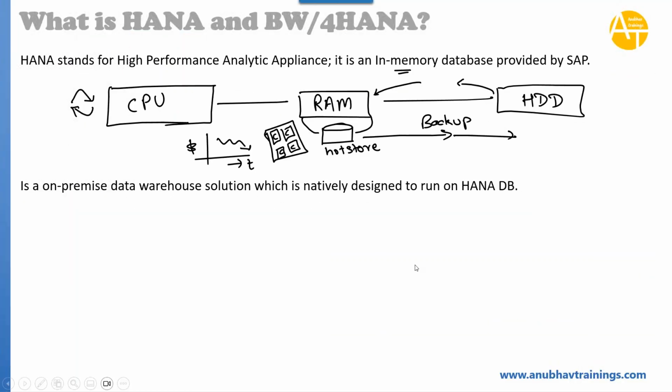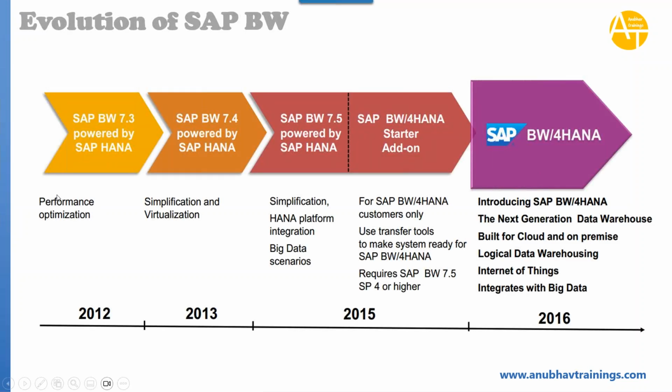So what is the brief history about this BW, BW on HANA and BW for HANA? All three are different, so let's understand that. Way back in 2012, SAP had this product called SAP BW 7.3 powered by HANA. This was also known as Project Orange. That was the name of this project. It was basically any BW system, which is an SAP BW system, that is capable of running on HANA database. It is capable of running, but it doesn't mean that you must run.